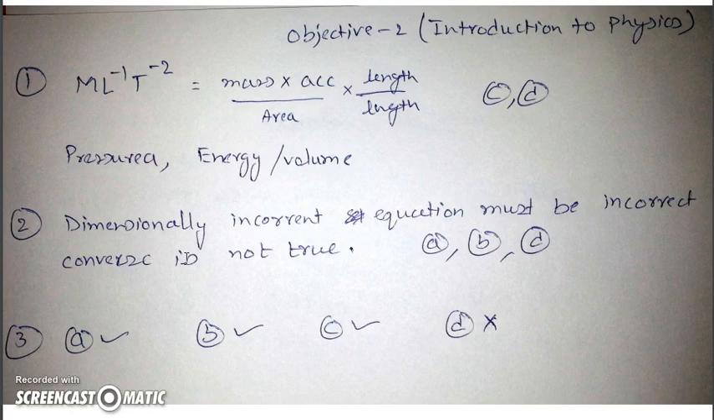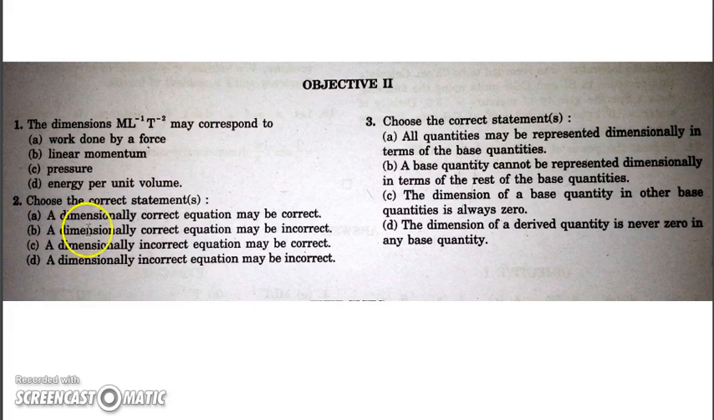Okay, there may be some constants which are left, there may be some dimensionless quantities which are left. So if it is dimensionally correct, we are not sure whether the equation is absolutely correct or not, so we'll go with A, B and D, which says a dimensionally correct equation may be correct. Yes, a dimensionally incorrect equation may be correct, C is wrong, and B and D are also correct.